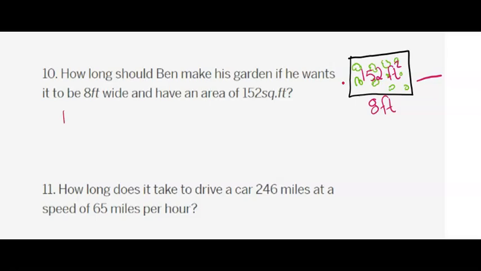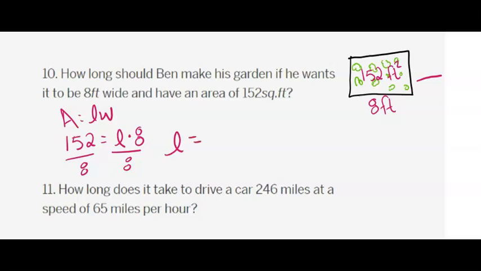So we have to use the area formula. An area of a rectangle equals length times width. Now we know the area, so we're going to write that down, 152. We do not know the length, but we do know the width, which is 8. And we're going to solve for L. So we just divide both sides by 8, and we end up getting L equals 19 feet long. And you always need to label your units every single time.